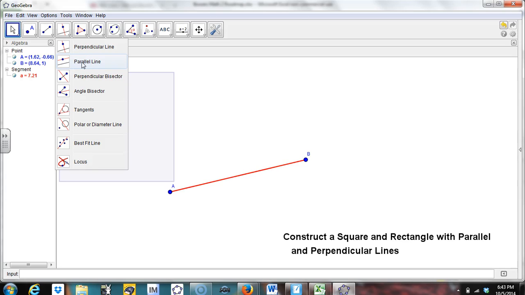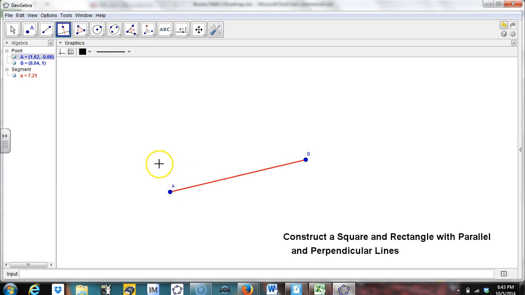Okay, so to construct a square with the perpendicular and parallel line tools, since I gave you a segment that I want you to use as the side of a square, let's use the perpendicular line tool, knowing that the angles in a square are 90 degrees, or the sides are perpendicular to each other. There are two ways to use this tool. I can click on the point that I want the line to go through, so I clicked on A, and then click on the segment that I want to be perpendicular to. Notice it constructs a perpendicular line.